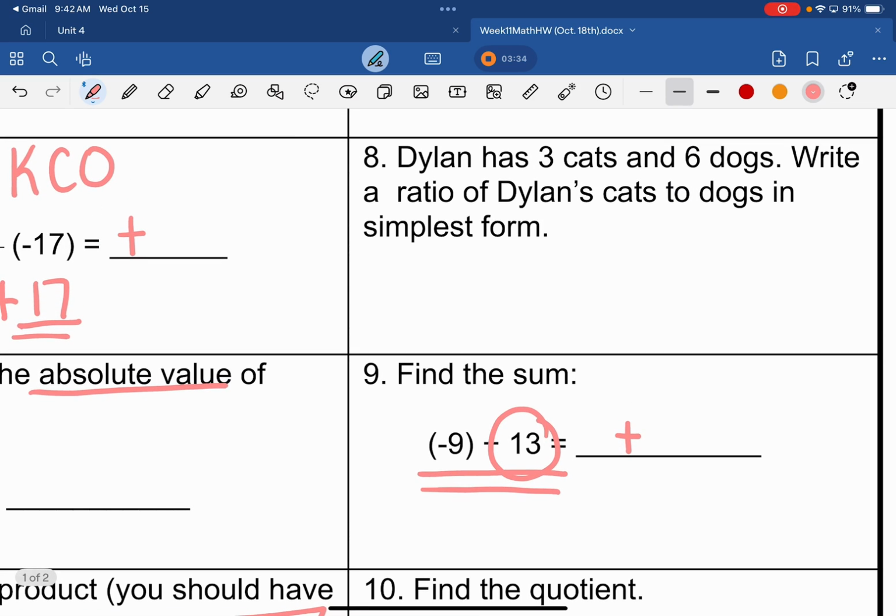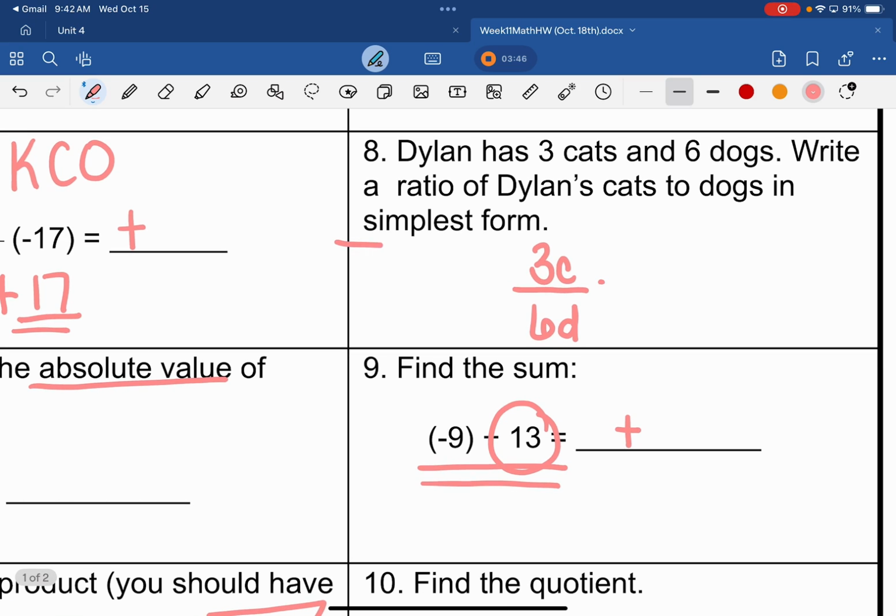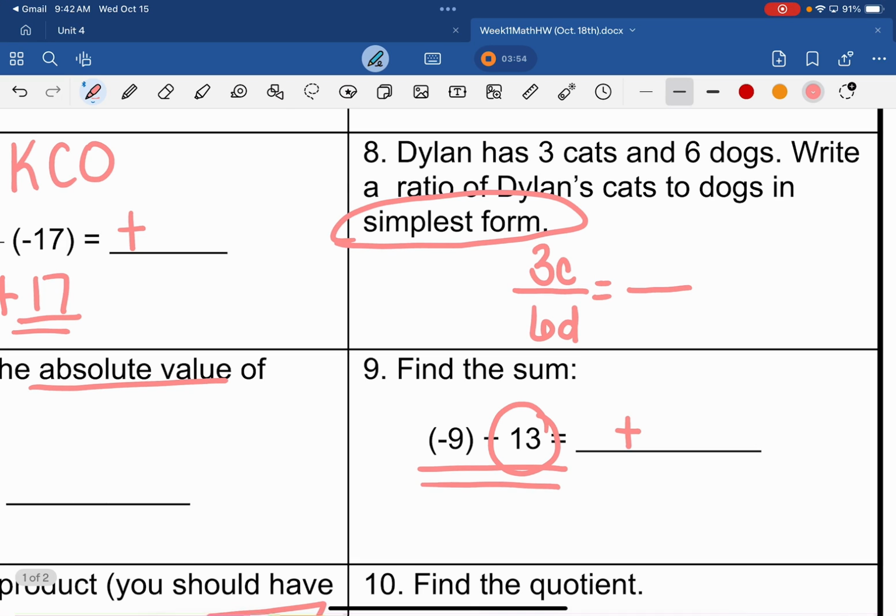Dylan has 3 cats, and he has 6 dogs. What is the ratio of his? And I just wrote the ratio, but you need to write it in simplest form. And so if you were doing it in simplest form, if you haven't had my class yet today, you'll get that. But all we need to do is simplify it by coming up with a common factor and using the scale factor to simplify. We're not doing it.